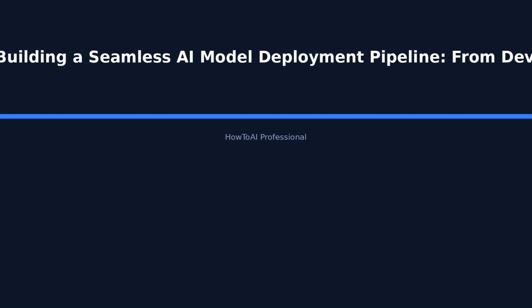Section 8: Automation in the Pipeline. Finally, let's talk about automation. A seamless deployment pipeline relies heavily on automation to minimize human error and increase efficiency. Continuous integration and continuous deployment, CI/CD, are vital concepts here. CI/CD involves automating the integration and deployment processes.